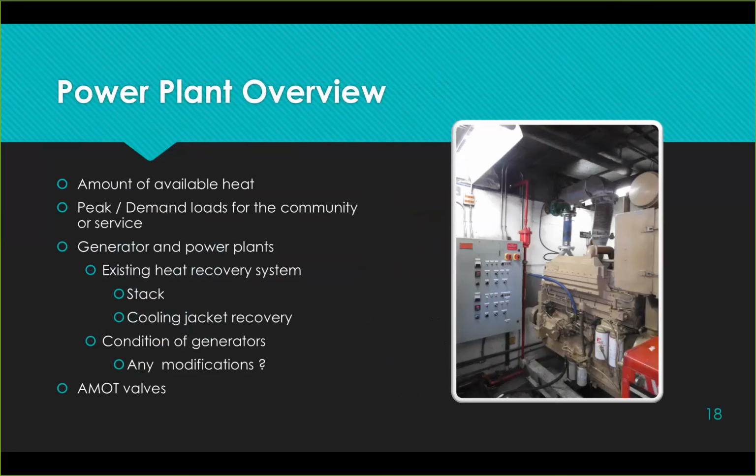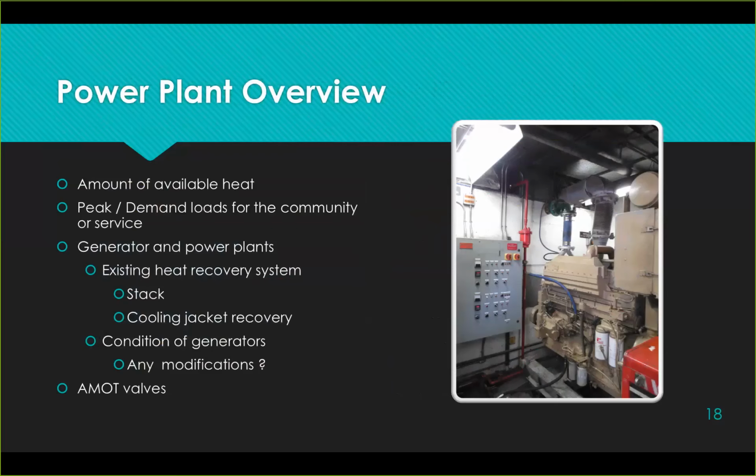You're going to look at the generators. You're going to look at the existing heat recovery system if it does exist. Are there stacked cooling jacket water? Is there additional heat available? What are the conditions of the generators? And if heat recovery doesn't exist, what are the modifications you're going to be required to make in the system, and what are they going to cost you to collect the waste heat?